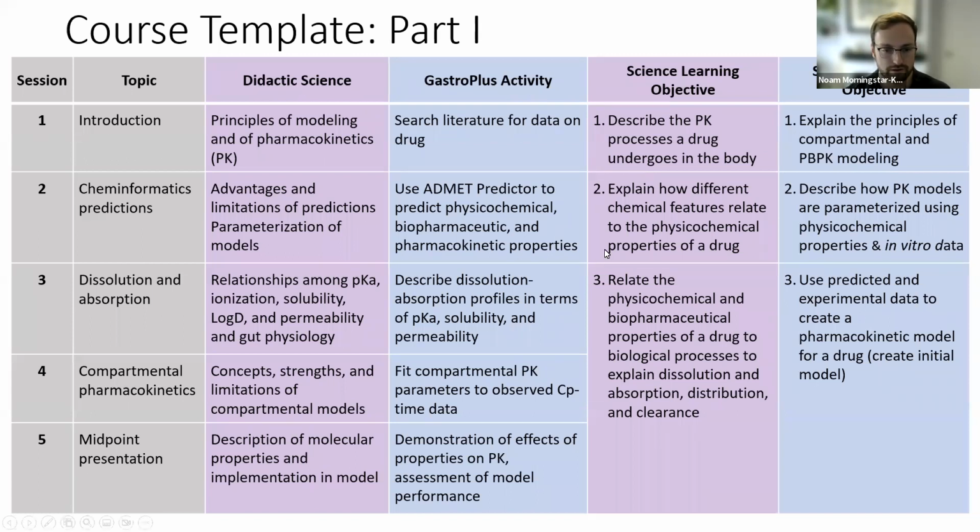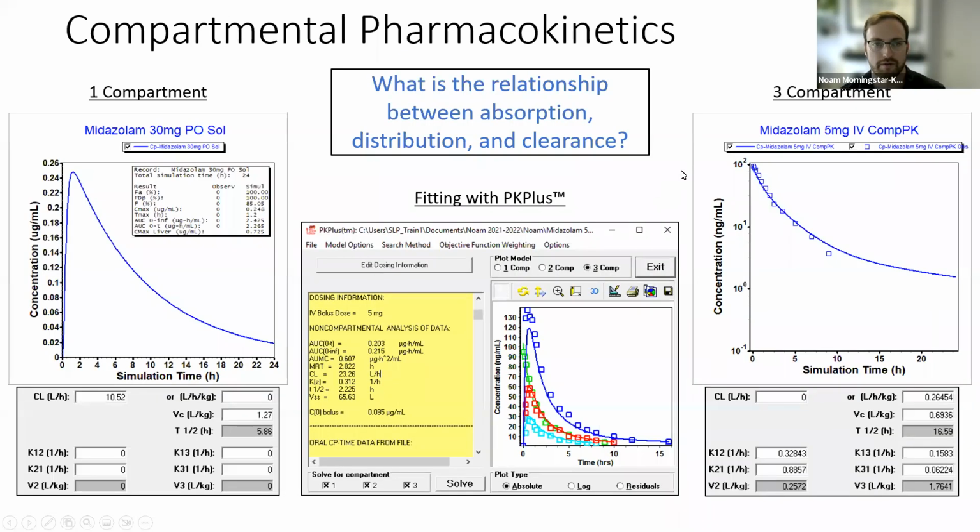And so to show a more specific example of that, we can look at the compartmental pharmacokinetics, where fundamentally we want students to be able to explain the relationship between absorption, distribution, and clearance. So if we start over here on the left, we have a 1-compartment model for an oral dose of midazolam. This is all from GastroPlus. This is the pure ADMET Predictor.